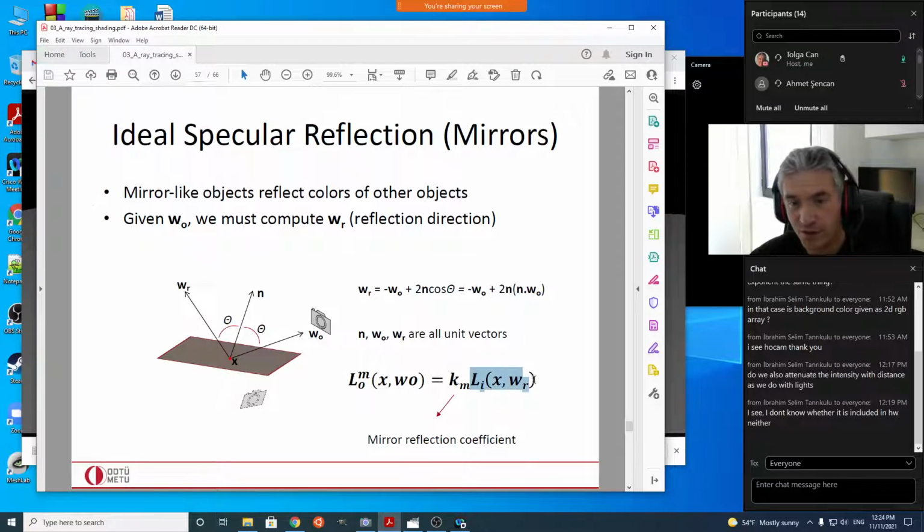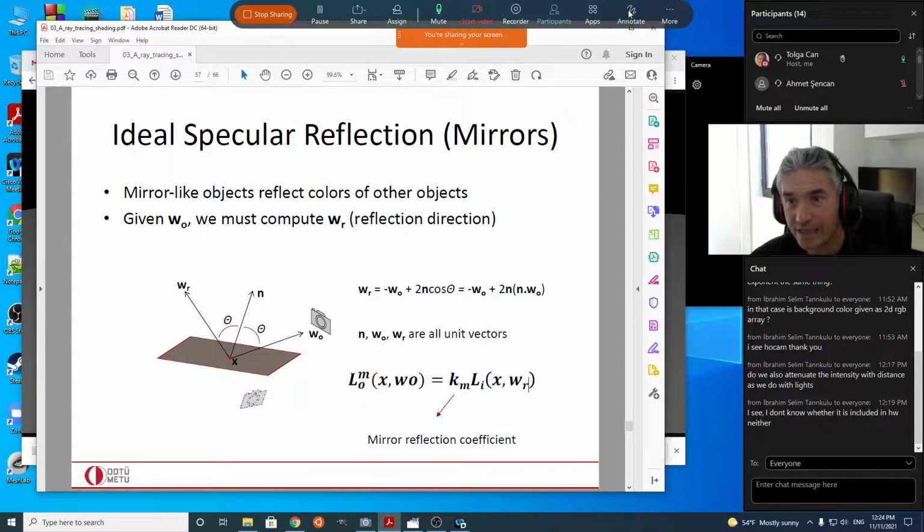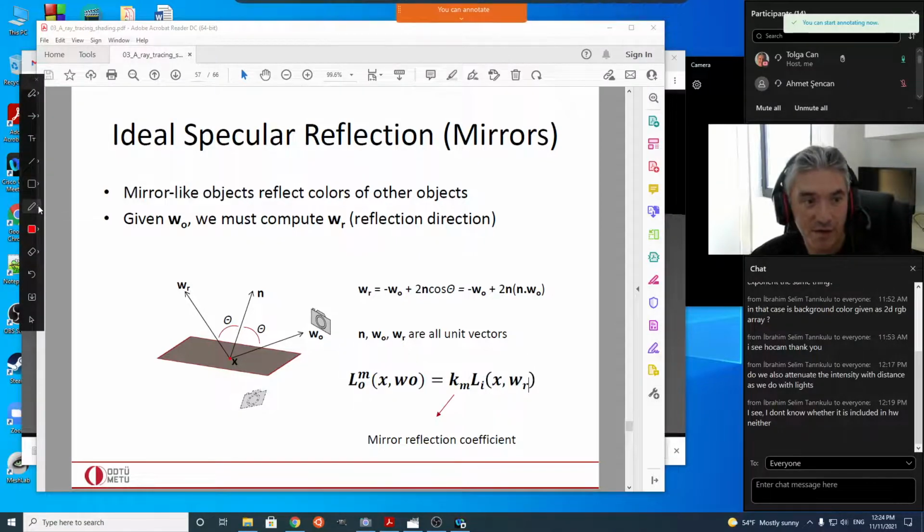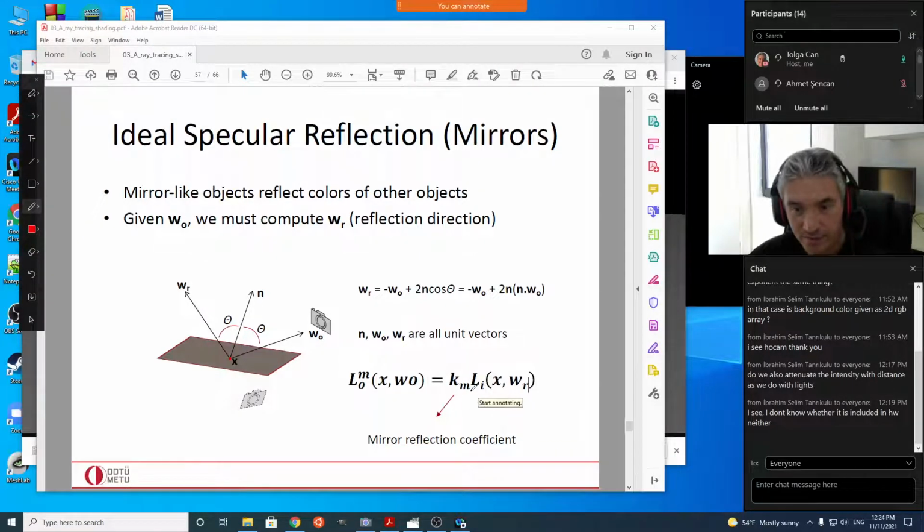As you can see, there is no attenuation with respect to the distance. So there is no attenuation with respect to the length of WR. For example, if what you're saying is that to make it more realistic, we could have divided this L by, for example, the length of whatever. Actually, this WR is a unit vector.